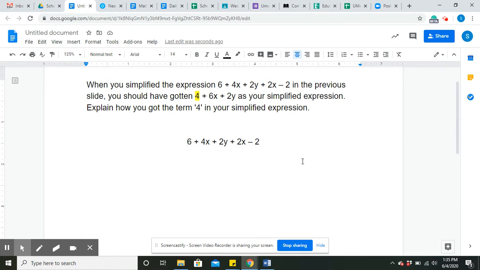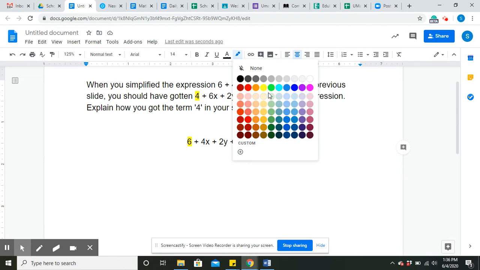I want to go through and notice all of the like terms that I can combine. So the first term that I have is a constant. Remember that the constant is a term with a whole number but no variable. So 6 is our first constant. 4x is not a constant. 2y is not a constant. 2x is not a constant. 2 is our other constant.